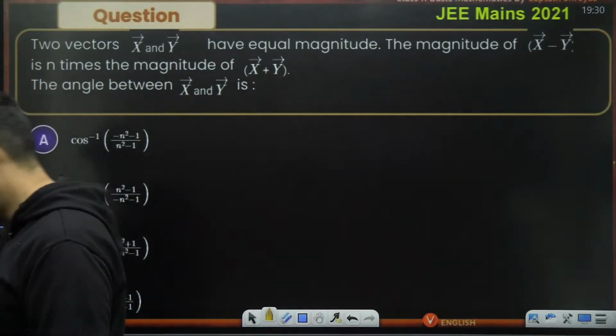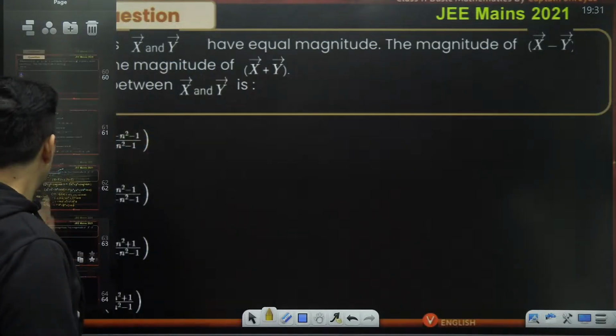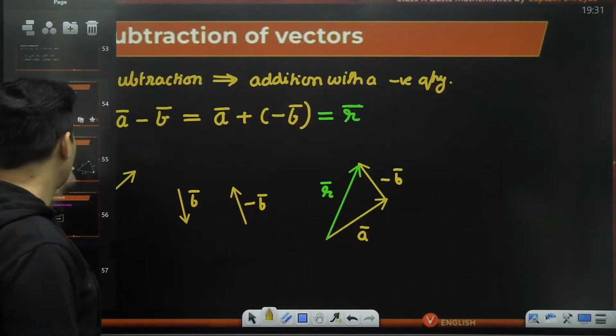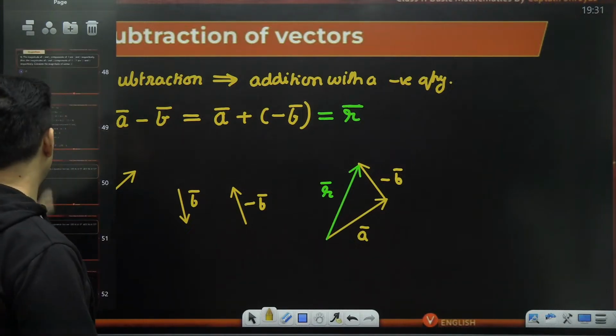Okay. All right. Now that you have understood that vector subtraction and vector addition formulas are the same, there is one more important thing which you should know.